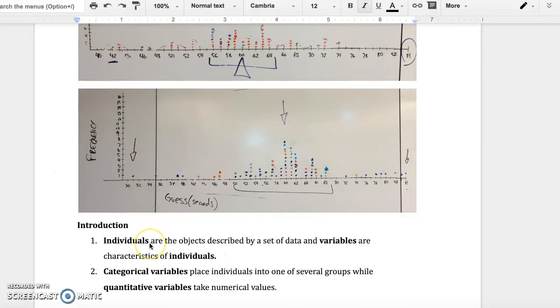So individuals are objects described by a set of data, and variables are the characteristics of them. We have two types of variables, categorical and quantitative. Categorical variables would be like color. Quantitative variables involve quantities or numbers and take numerical values.